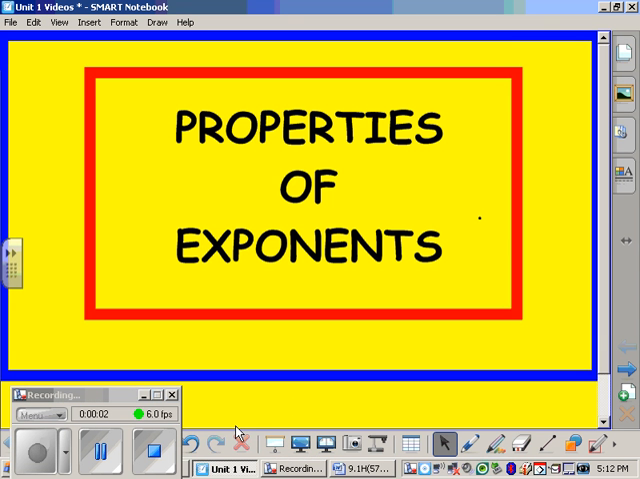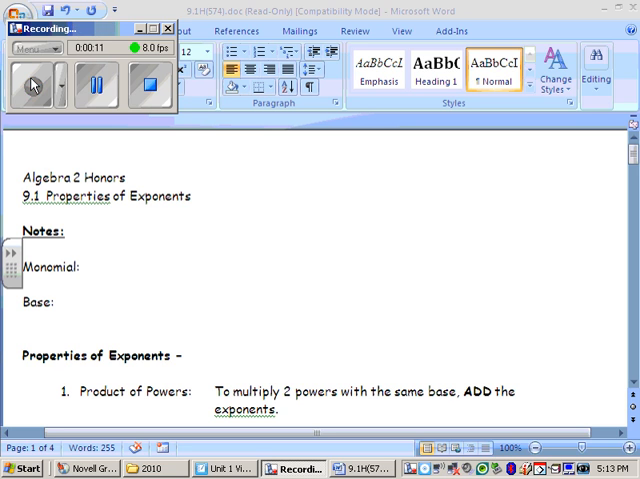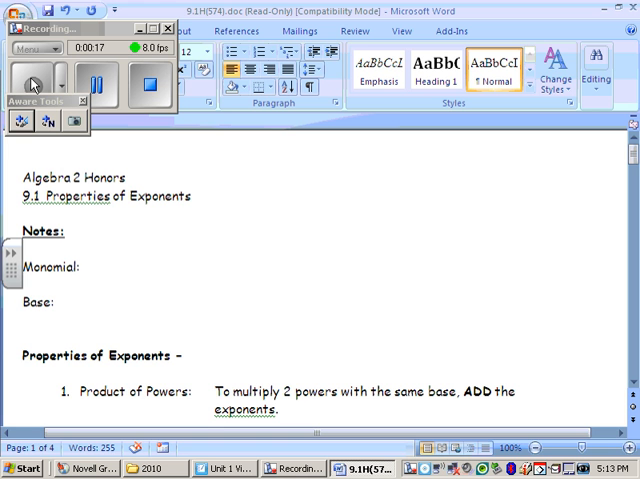In this lesson, you will learn about the properties of exponents. Let's take a look at some notes and examples that better explain these properties. To better understand the properties of exponents, you must first understand some basic vocabulary.